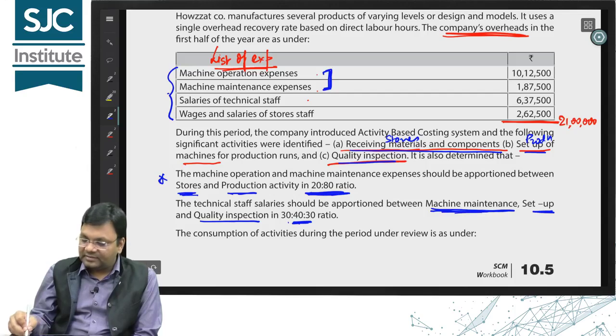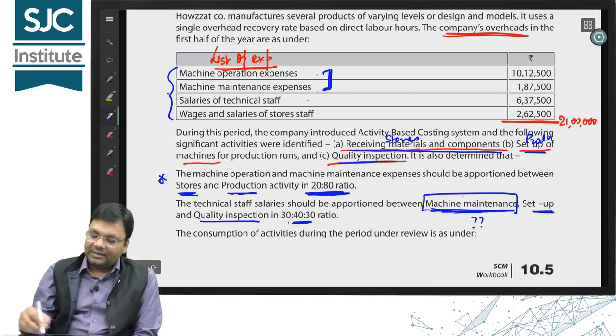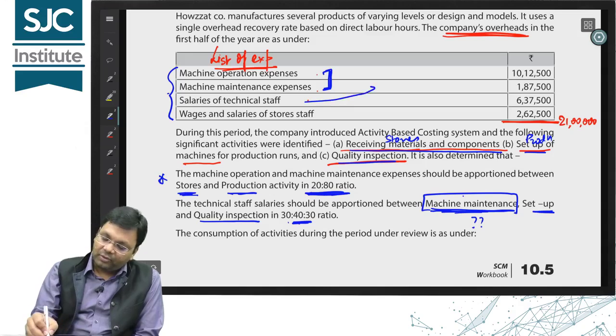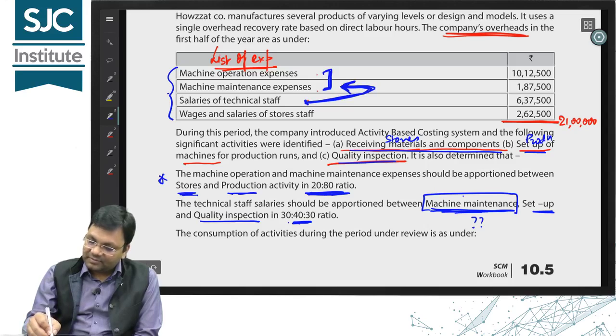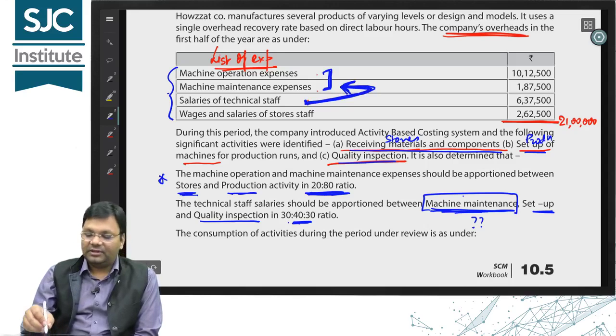Now machine maintenance is which activity? There is no activity as such for machine maintenance. Don't consider it as again setup. Machine maintenance means here that this cost needs to be apportioned here first. Machine maintenance is another item of expense which is already given in the list. So you have to apportion some portion of this over here.